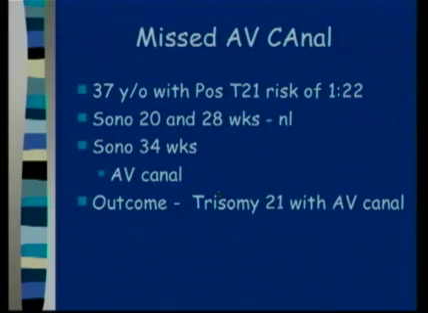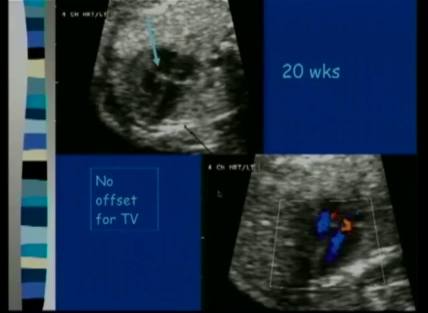So this patient was a 37-year-old with a positive trisomy 21 risk of 1 in 22. And she had an ultrasound at 20 weeks and at 28 weeks that were called normal. And at 34 weeks, she came back and an AV canal was identified, and she ended up with trisomy 21. And let me tell you, go back and look at these pictures. It's not so obvious. The only real finding is that we could see no offset on this valve.